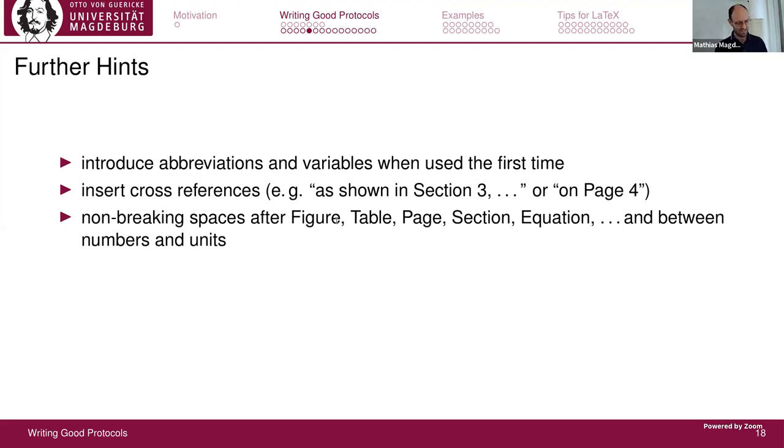So this is really where, if you follow this advice or these rules, a supervisor could see someone has really taken care. If you write something like, this and this is shown in figure one, and the word figure is the last word of the line, and then the one follows on the next line, this looks bad, because this figure and the one belong together. They should not be separated by a line break.